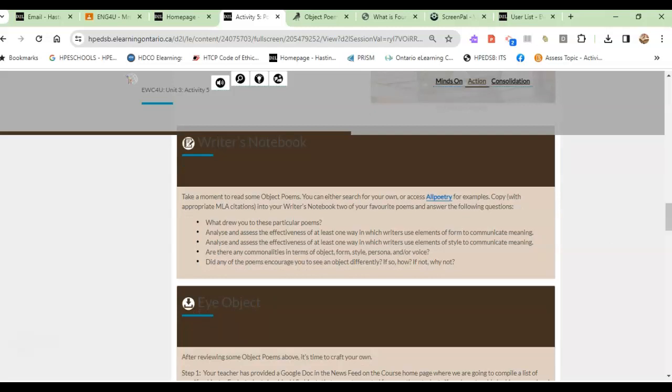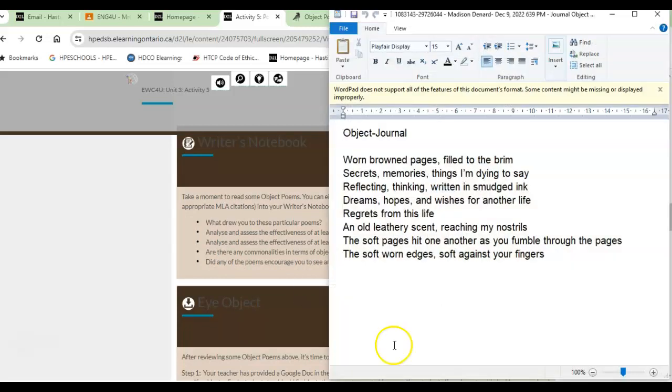And I'm going to show you one student example. This was submitted last year. And so it's about a journal. And so this student has written about this journal, but it's not just about the journal. It's what would be written in it, or the connection to it in terms of what this journal would have been used for.